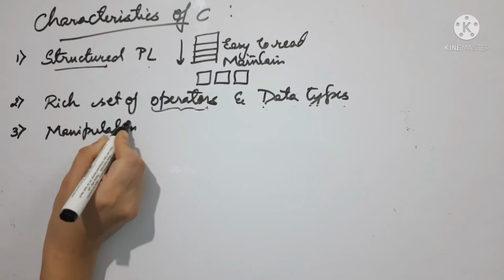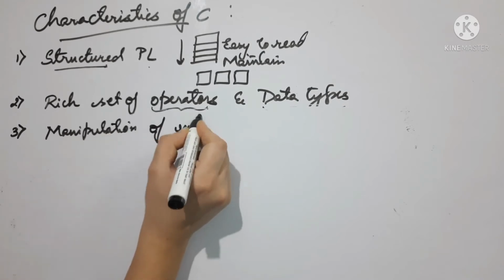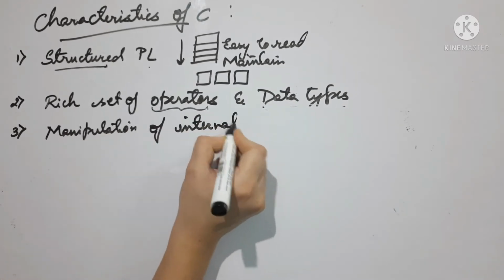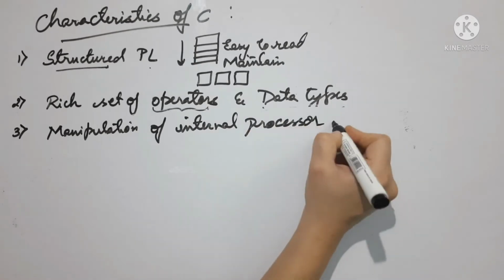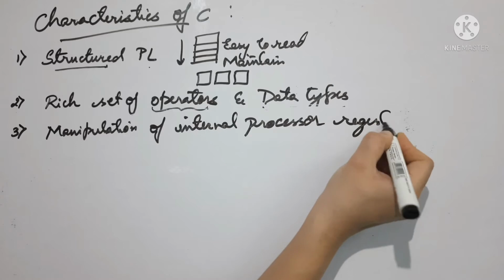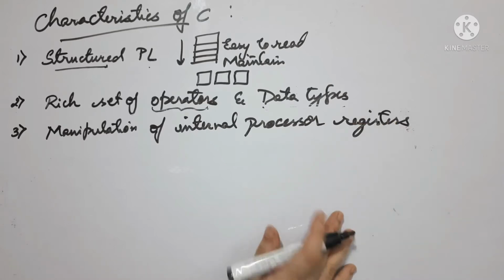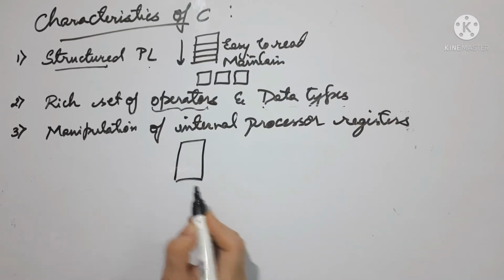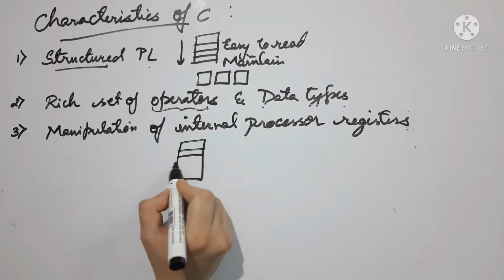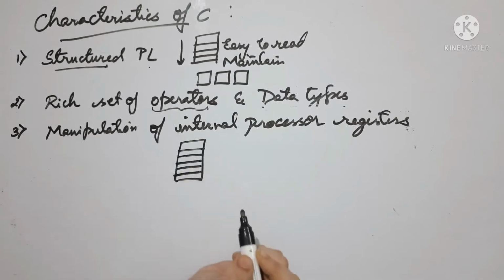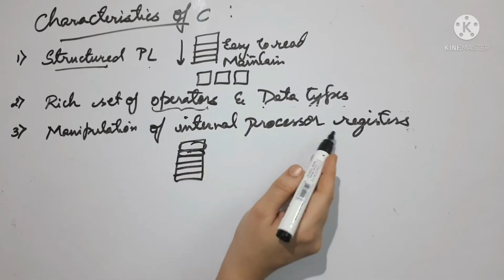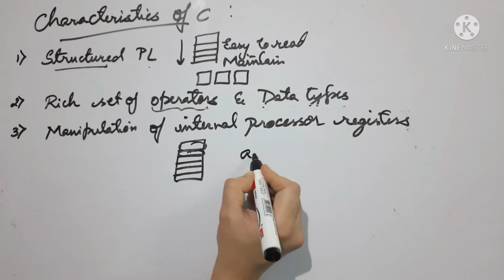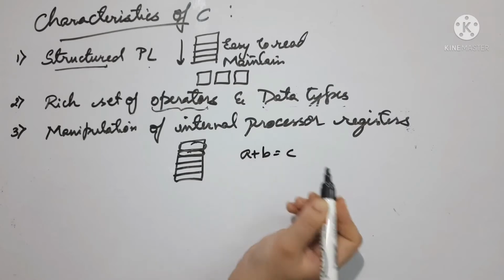Manipulation of internal processor registers. Now what is the meaning of registers? Registers are nothing but used to store data. Suppose this is your CPU, and in the memory you have various sections. The small units of the memory are called registers.